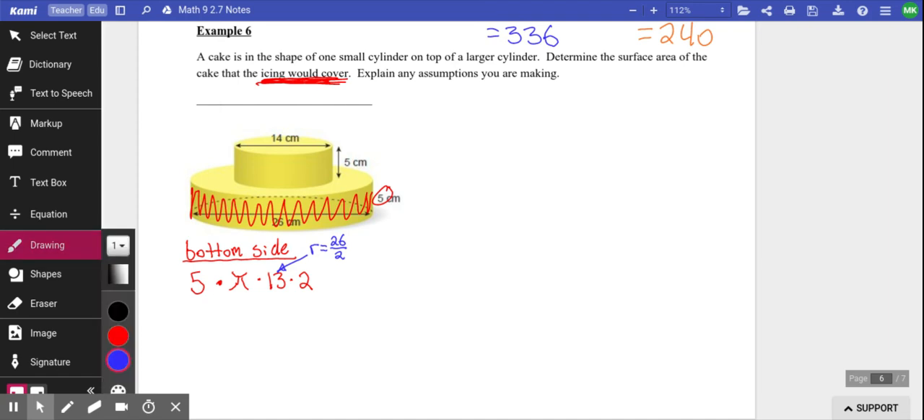26 divided by 2 is what I have written there. 26 being the diameter all the way across, divided by 2 because you're cutting it in half to get a radius. So 5 times pi times 13 times 2 should be 408.407045.